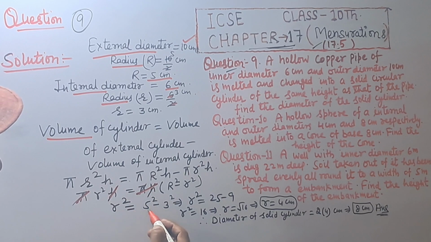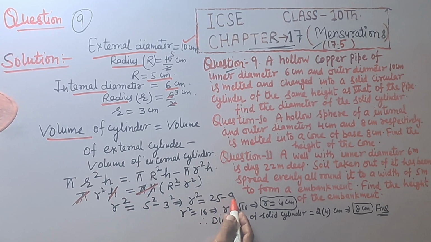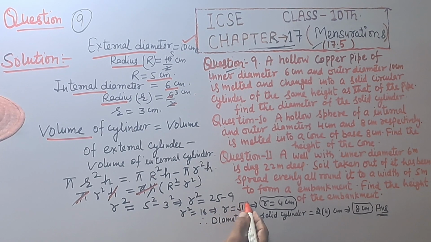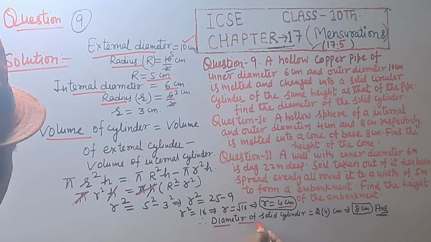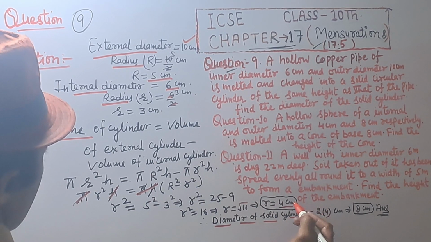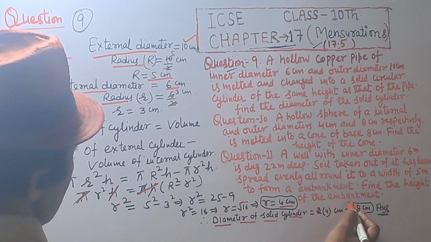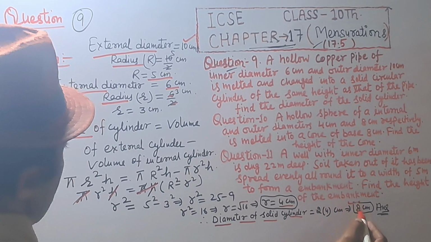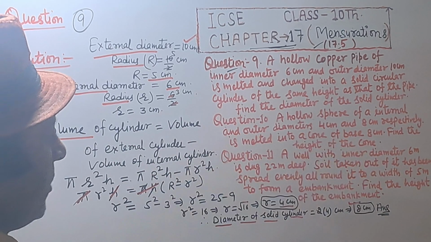So r square equal to 5 square minus 3 square. 5 5s are 25 minus 3 3s are 9. R square equal to 16. So r equal to root 16, that is 4 centimeter. And we find the diameter of the solid cylinder, that is equal to double of radius. Radius is 4, so 2 multiplied by 4, that is equal to 8 centimeter. So diameter of solid cylinder equal to 8 centimeter. Answer.